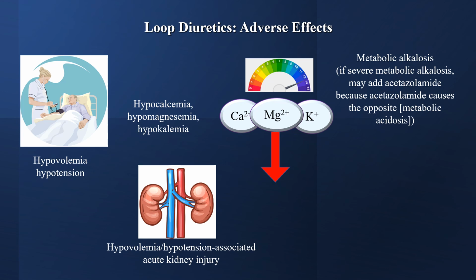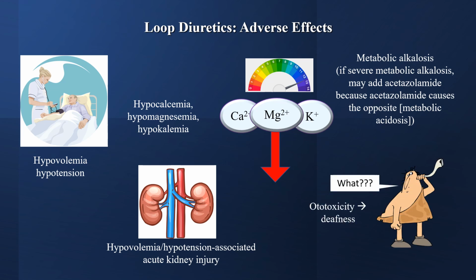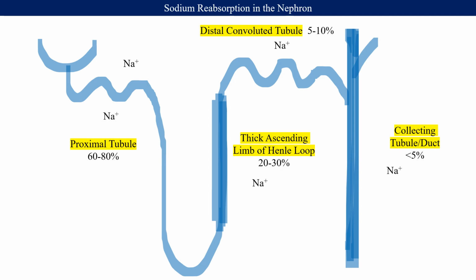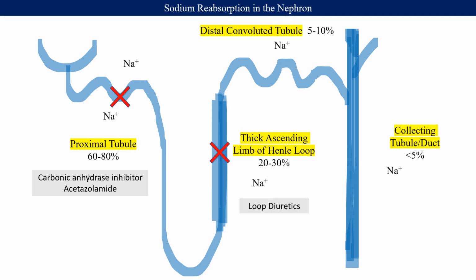And finally, ototoxicity resulting in deafness is a well-known complication of loop diuretics, particularly when high dose is used. Going back to our nephron, we have now discussed blocking sodium reabsorption at the proximal tubule with the carbonic anhydrase inhibitor acetazolamide, and blocking sodium reabsorption at the thick ascending limb of Henle loop with loop diuretics. Let's now discuss how we can use diuretics to block sodium reabsorption at the distal convoluted tubule.